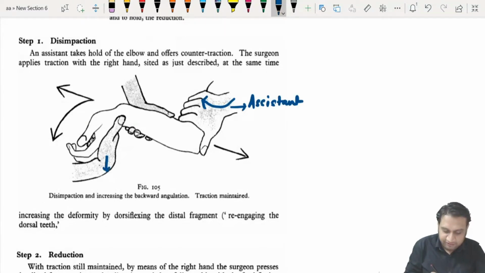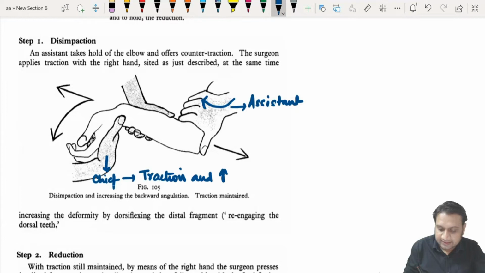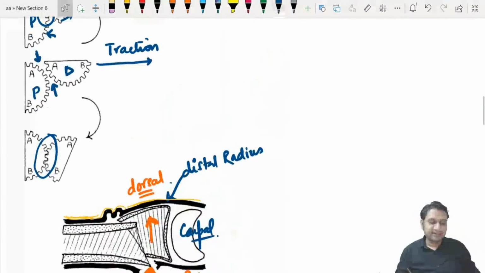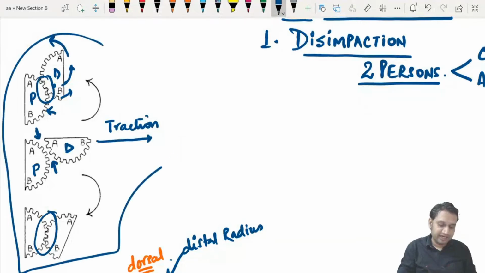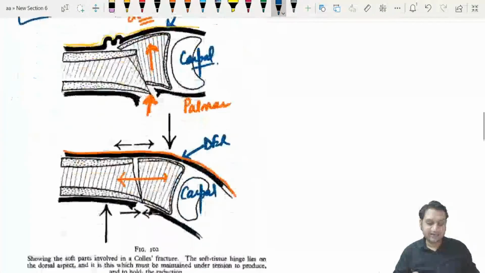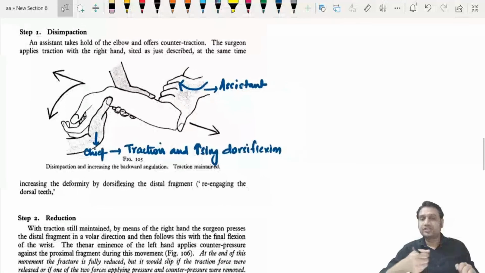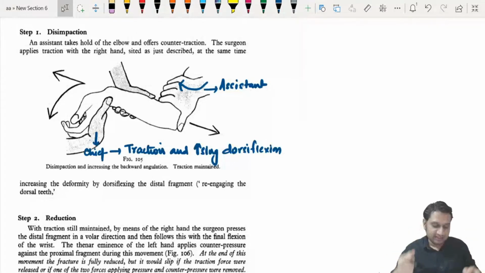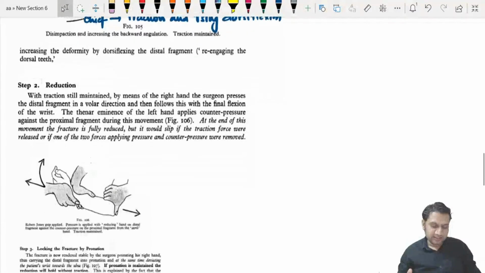This is the chief. So what is the chief doing? The chief is giving the traction and increasing the dorsiflexion, because the fragment is already on the dorsal side, but we have to increase the deformity initially so that the two fragments disengage, as per this image I have been trying to explain. So for disengagement we have to do two things: traction and increase the deformity, that is dorsiflexion. So traction is given, dorsiflexion is given, two fragments are now disengaged. Once it is done, then what do we do?